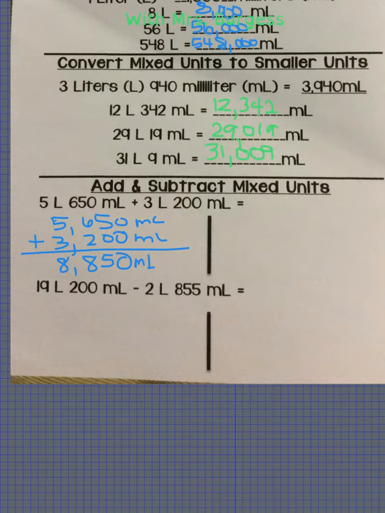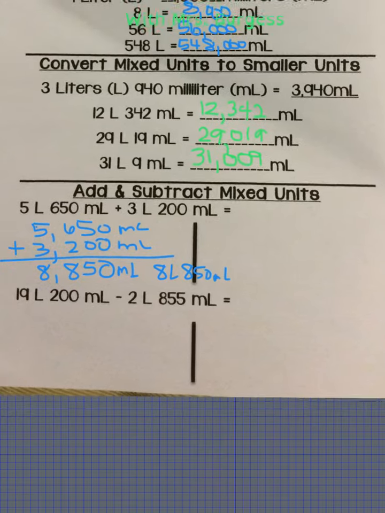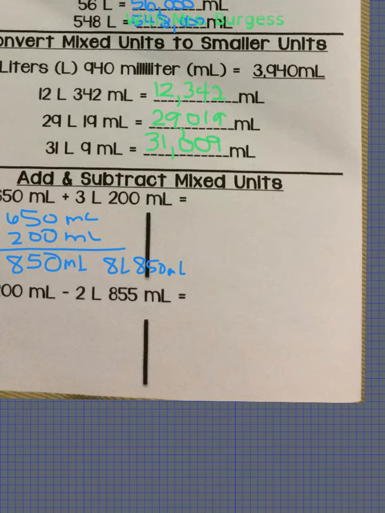I don't know if I have space, but I could write it here. 8 liters, 850 milliliters. Okay? So that's one way I could do it, but I could also add, since I'm adding, I could add my common units together. So I had 5 liters and 650 milliliters.